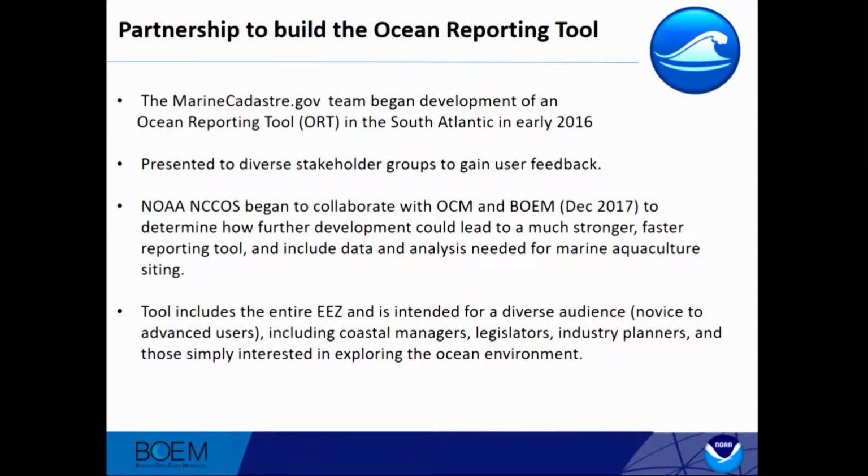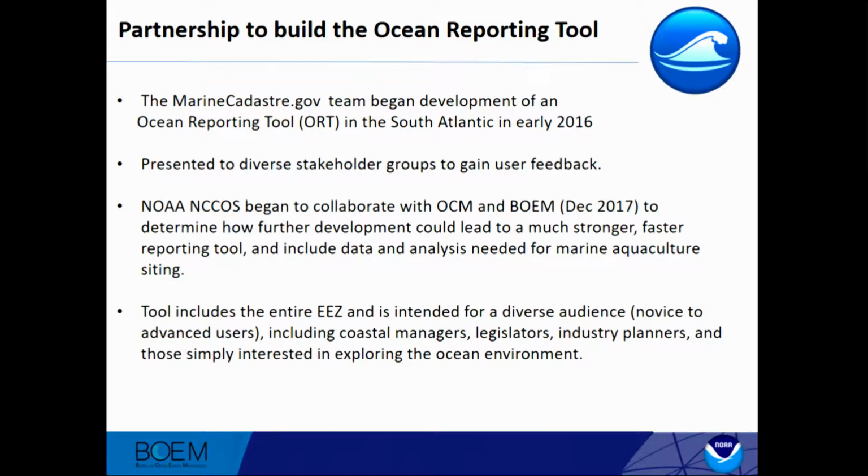So, trying to answer some of these geospatial analysis questions, the Marine Cadastre team began around 2016 trying to put together a pilot project tool focused on the South Atlantic area. And we started building this tool, and we thought it was a really cool idea, and we got a lot of feedback, and we went to some of the stakeholders in the South Atlantic and got feedback from them.